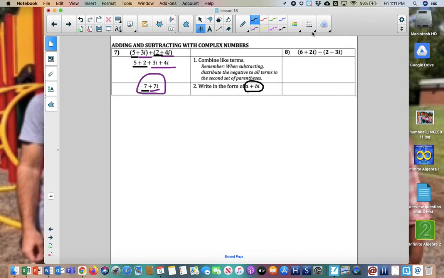Okay, so then when we're doing it over here, you got 6, you bring that down. The 2i, you bring that down. And now we see the negative here. So we're going to distribute this in. So it's like negative times 2, we get negative 2. Negative times negative 3i, you're going to get positive 3i. And now we're going to do 6 minus 2, which is 4. And then we're going to combine the imaginary numbers. So 2i plus 3i is 5i. 4 plus 5i. Okay, so that's really all you're doing here in terms of adding and subtracting with complex numbers.